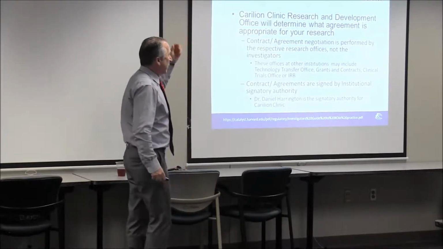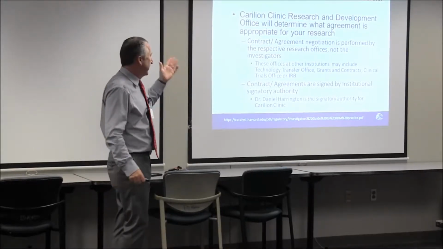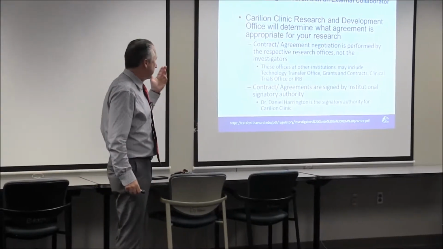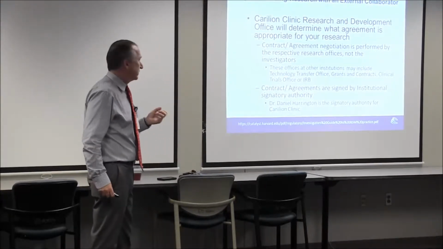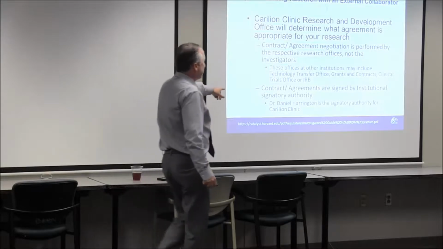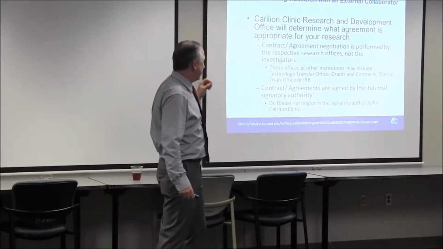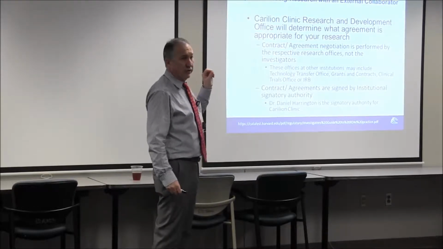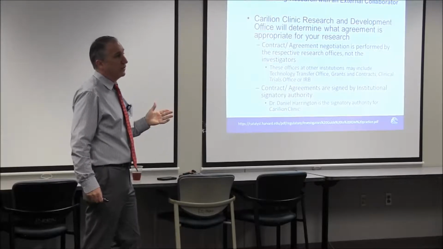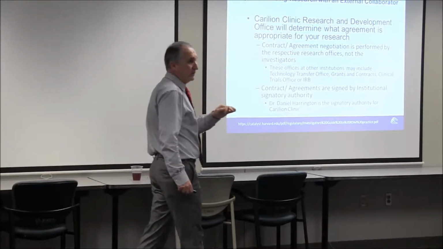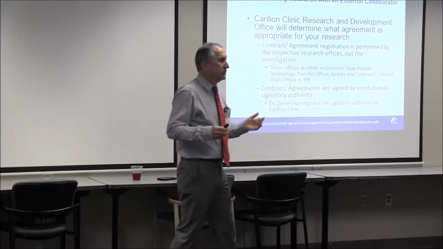Ours is called the R&D office, but in some other places it might be the technology transfer office. It could be called grants and contracts, clinical trials office, or sponsored clinical office. But in some cases too, it could be the IRB, the Institutional Review Board. So here's a key figure too. If you go to any site working with the collaborator, agreements are signed by the institutional signature authority. Every institution has that, and our institution is Dr. Daniel Harrington. So Dr. Harrington looks at these and signs it basically on your behalf. He's our representative.